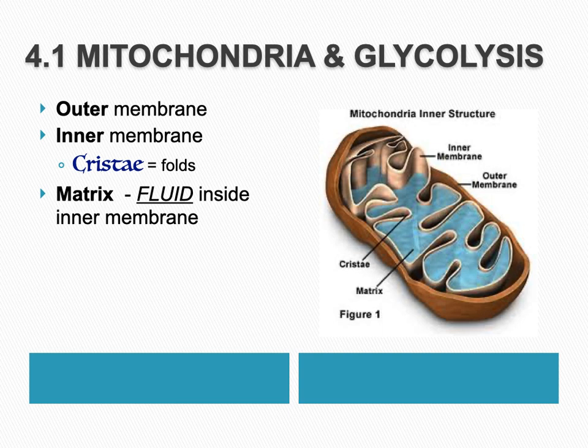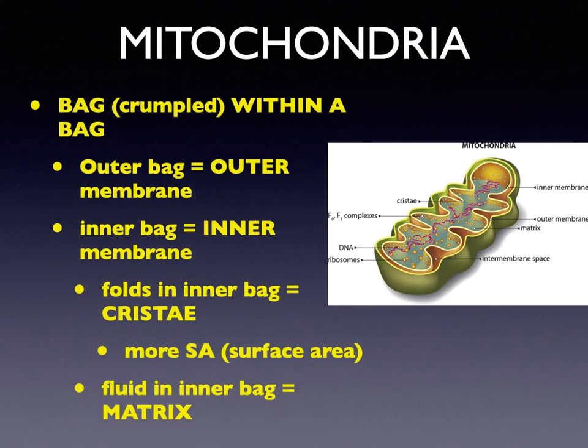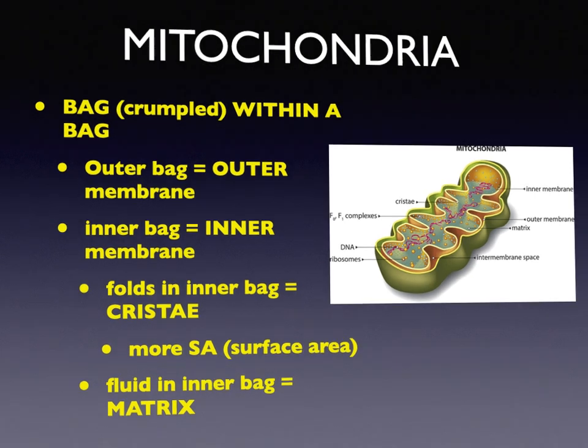These processes occur in the mitochondria. The mitochondria has an outer membrane, an inner membrane with some folds, and fluid inside that inner membrane. Better described with a crumpled bag within a bag. The outer bag is the outer membrane. The inner bag is the inner membrane that's all crumpled up. All those folds and crinkles are called cristae to give it more surface area. And there will be some fluid in that inner bag, and that is called the matrix.